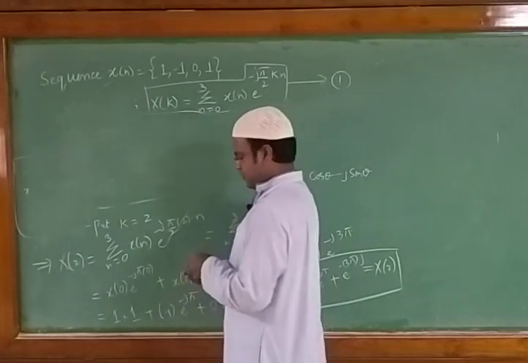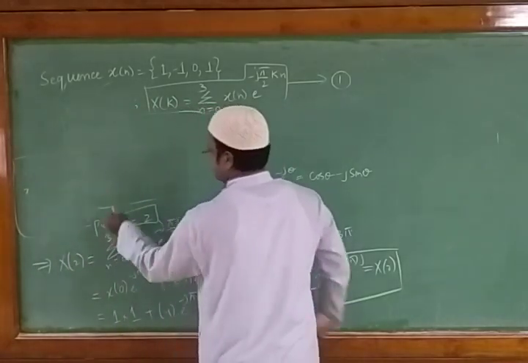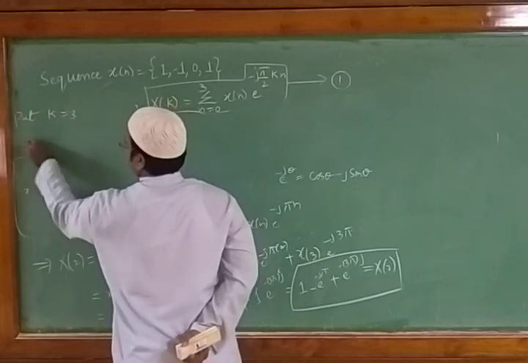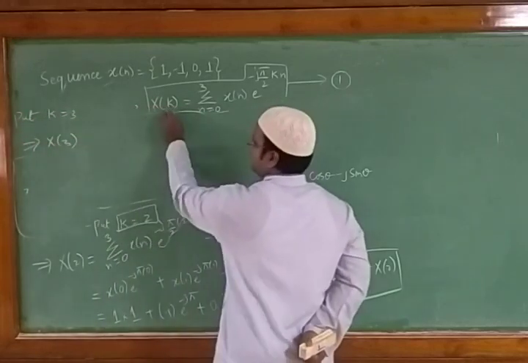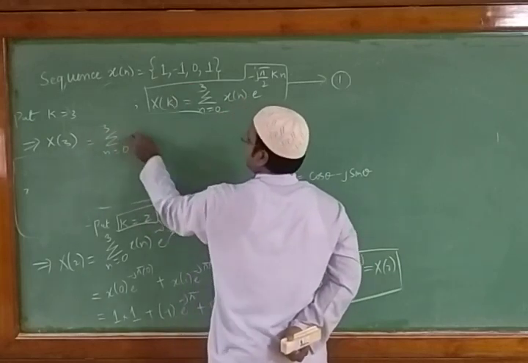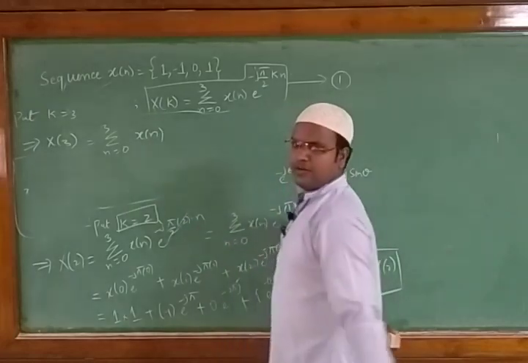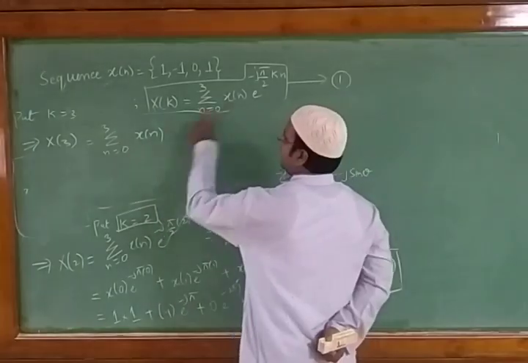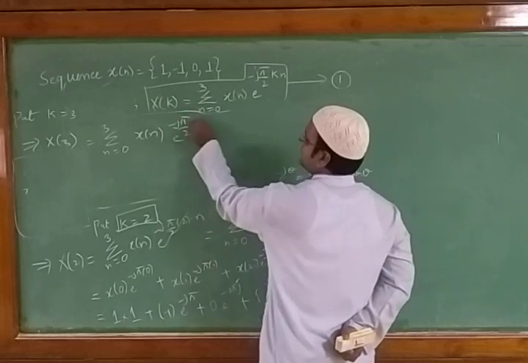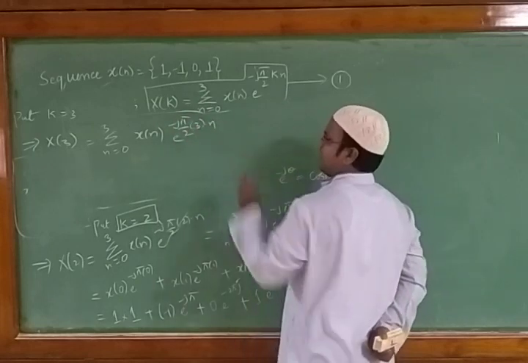So here you have put k equals to 2 now. Next, put k equals to 3, so we can find X of 3. In this we are putting summation n equals to 0 to 3 x of n, because we don't know the value of n, that depends upon this summation. So e power minus j pi by 2, and that number is 3 into n, that we are writing.